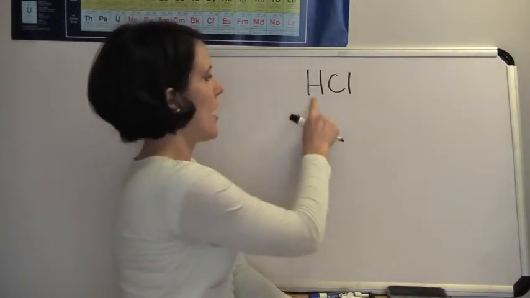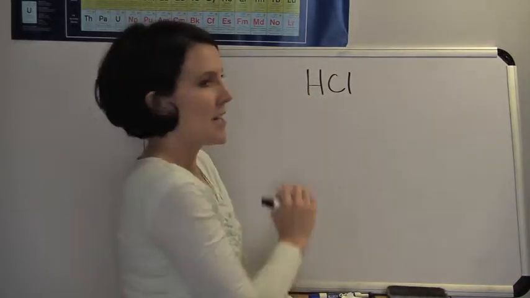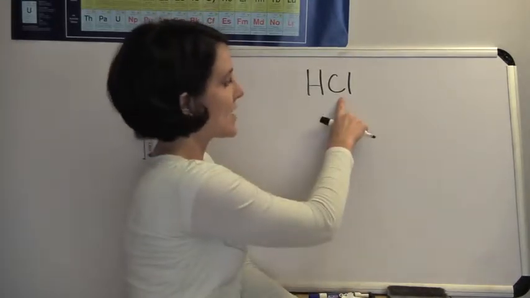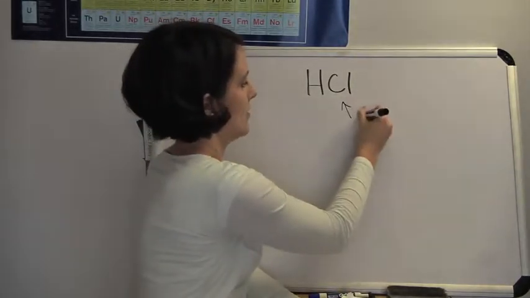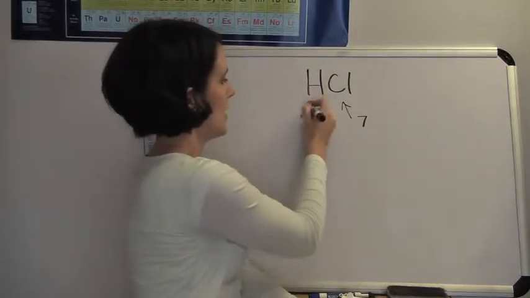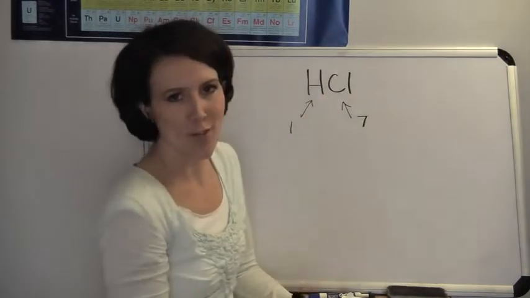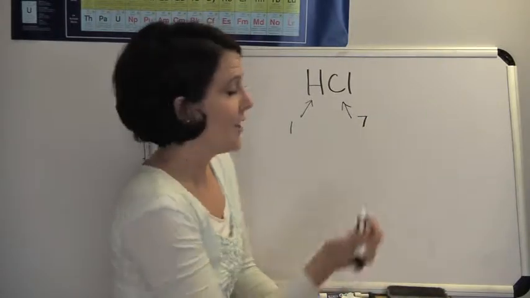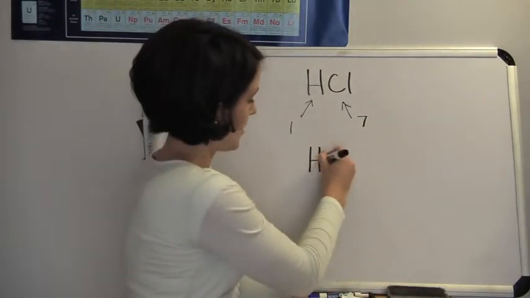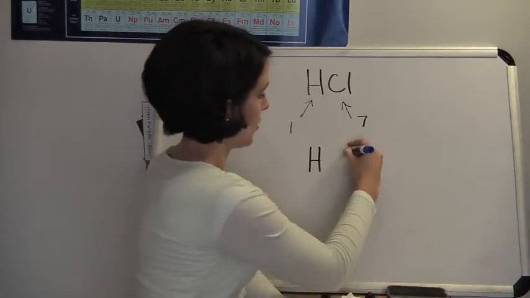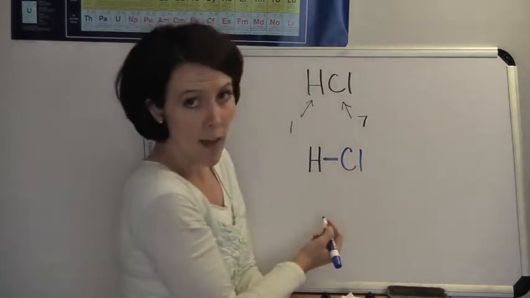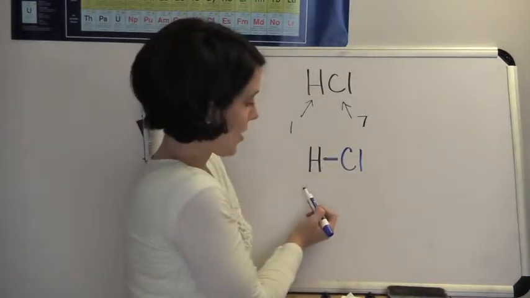First off, we need to figure out how many valence electrons we are dealing with. Chlorine has 7 valence electrons. Hydrogen has 1. We know because there's only 2 atoms we're dealing with, of course they have to be bonded to each other. So we can have hydrogen and chlorine. There must be a bond in between. We know that. That represents 2 electrons.